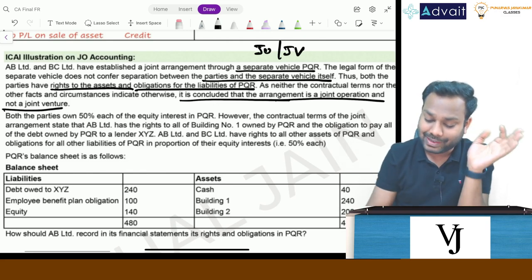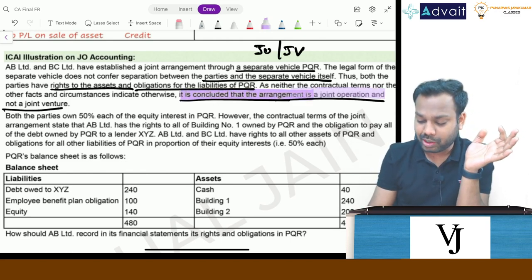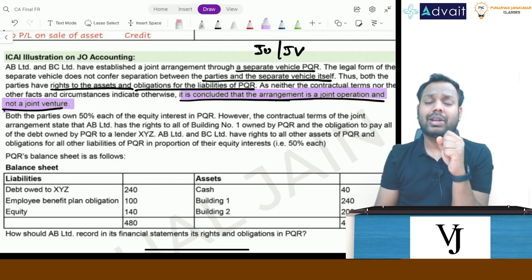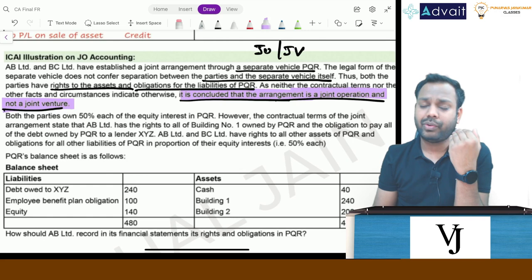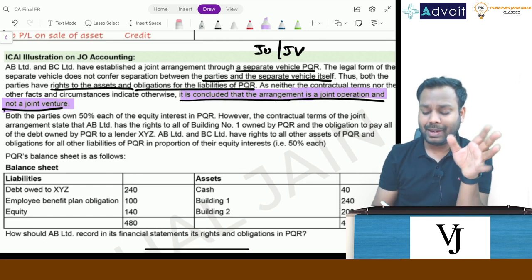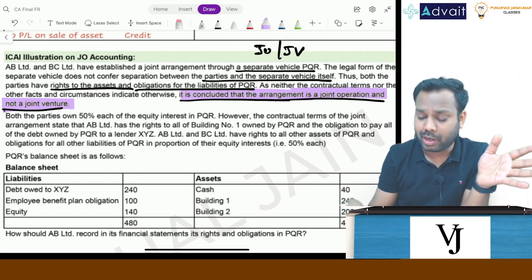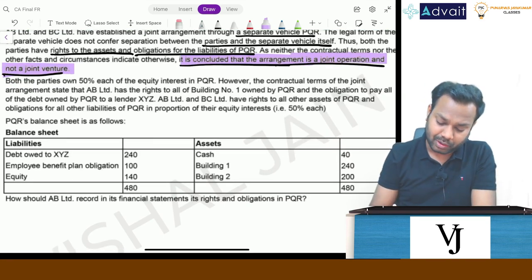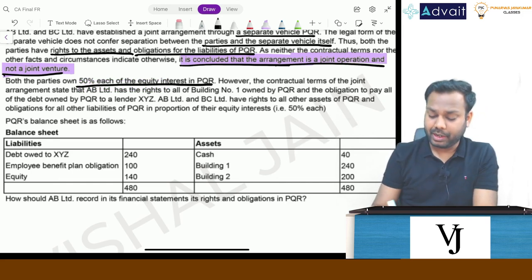The question itself says that it is a case of joint operation and not a joint venture. Otherwise, you would be required to analyze and conclude whether it is a joint operation or a joint venture, in which case we would have concluded it as a joint operation. But here the question itself says so, so there is no point assessing that. Now it says both the parties own 50% of the equity interest in PQR.